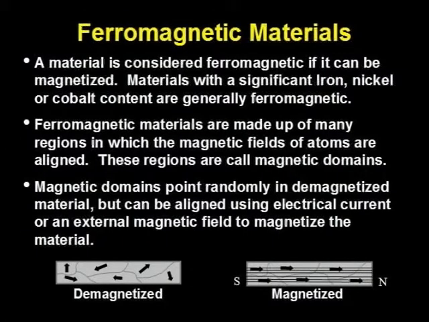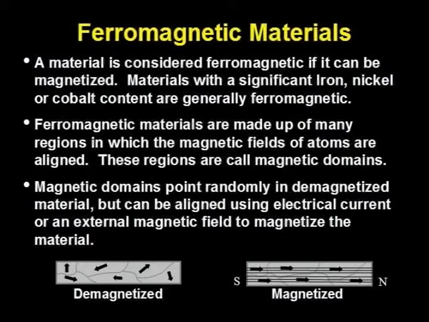The magnetic particle inspection method may be applied to ferromagnetic materials. A ferromagnetic material is simply a material which is capable of being magnetized. These materials usually contain iron, nickel, or cobalt.